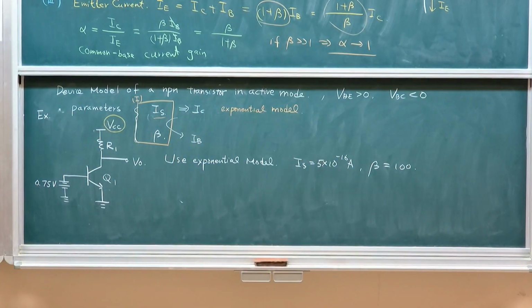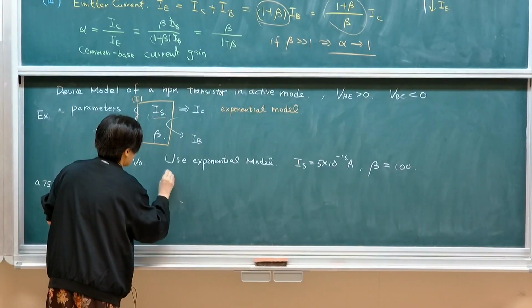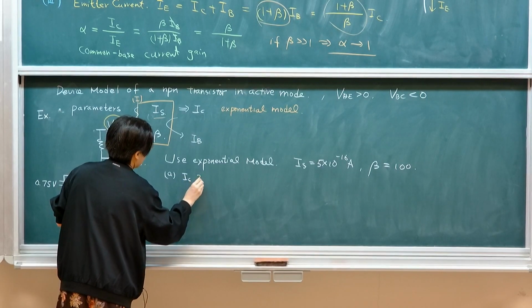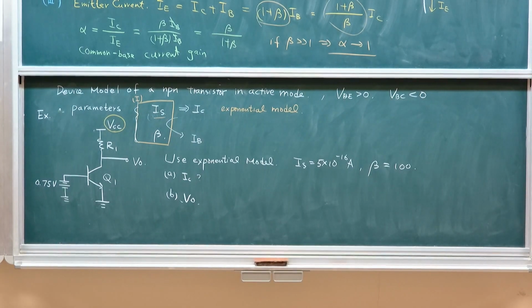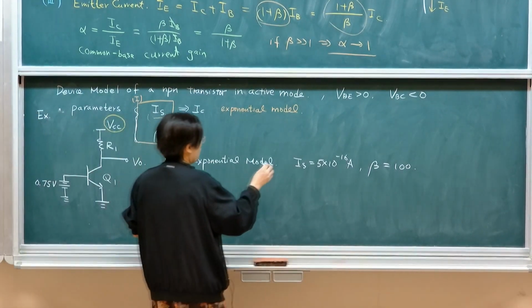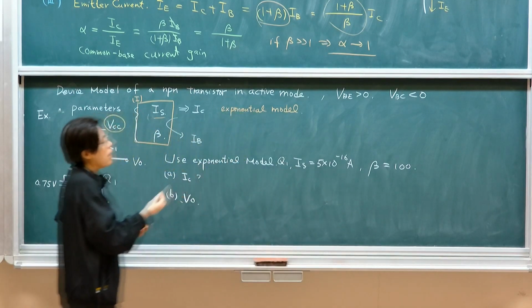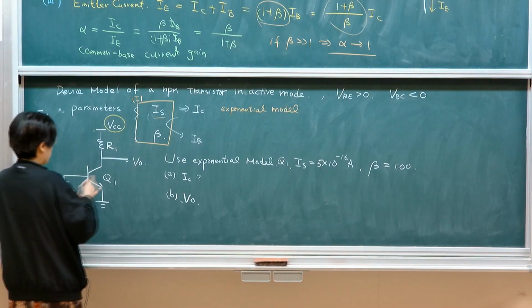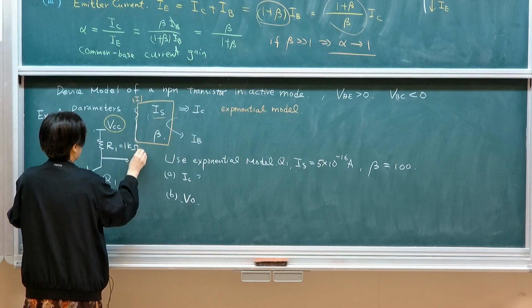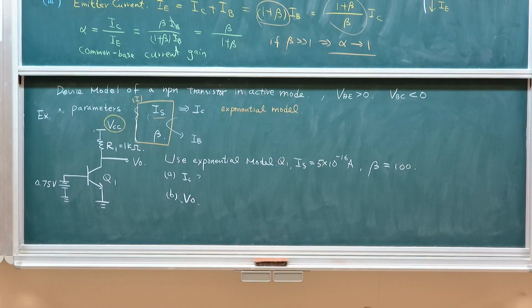Okay, if this is the case, use the exponential model, then it will ask you to find out, first, the collector current. Second, what is VO? So for Q1, this device has an IS of 5 times 10 to the minus 16, and it has a common emitter current gain beta, which is 100. Based on the circuit, I forgot to give you, this is 1 k ohm. Based on the exponential model, how does one approach this problem?